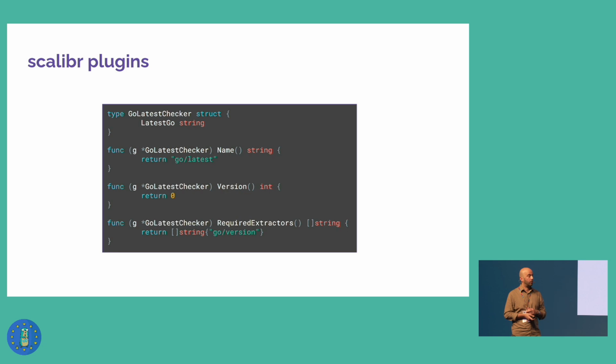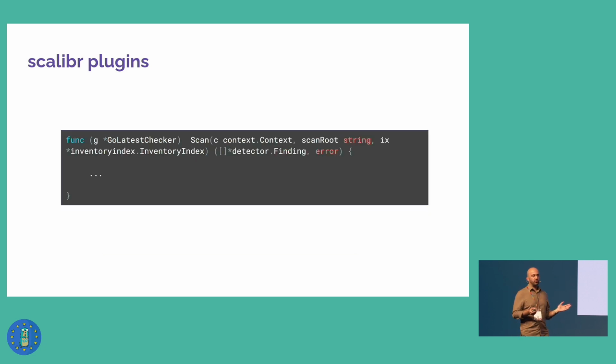Here it is. I call it Go Latest Checker. Again, not super creative name. Has just one field, latest Go. This is where we're going to store the most recent version of Go. Name, Go/latest, version 0, and what is the required extractor? It's just one, Go/version that we defined in the previous slides. That's all.